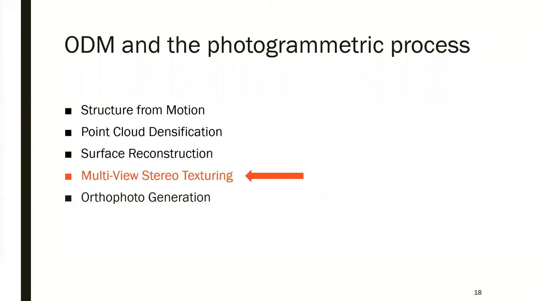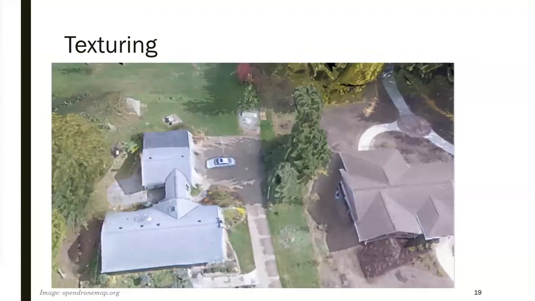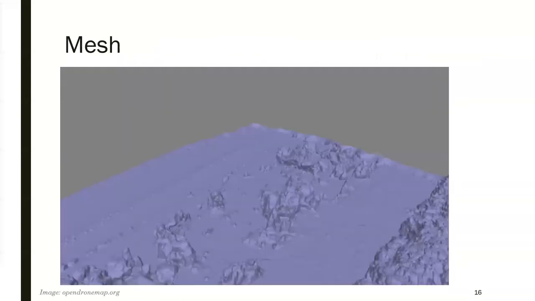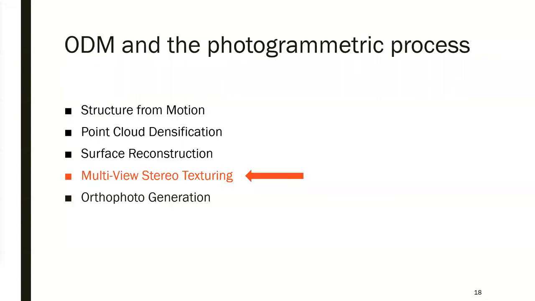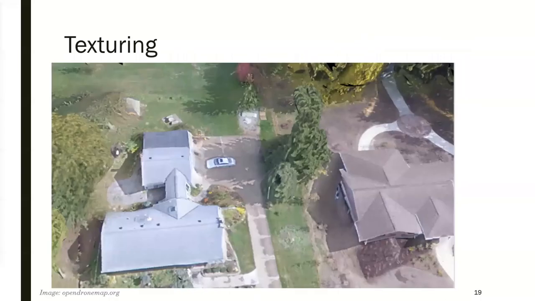And then the next step, multi-view stereo texturing. This takes the surface mesh, this guy, and then reviews it with all the photos and all the colors and adds color to the mesh, basically. So now you have a mesh with color. And that's considered your texture over the point cloud.